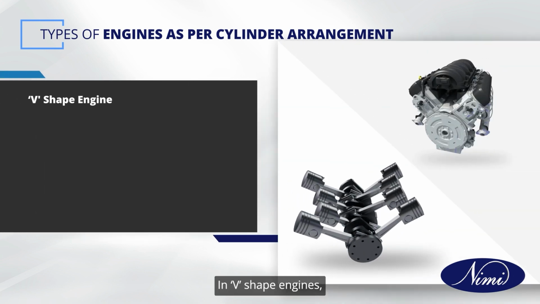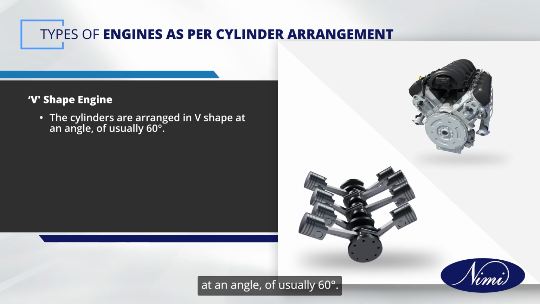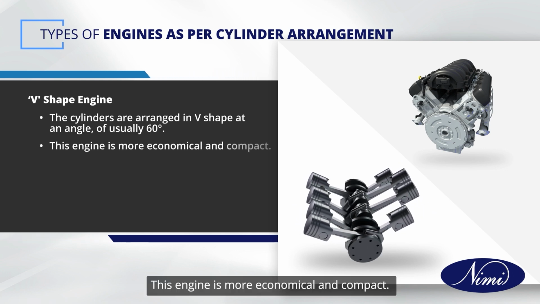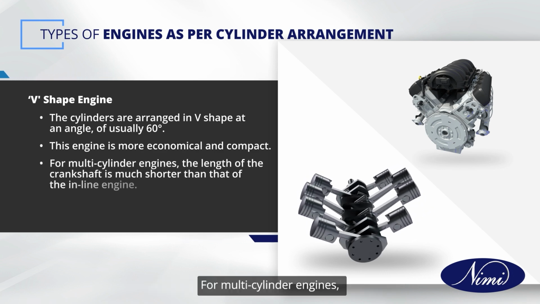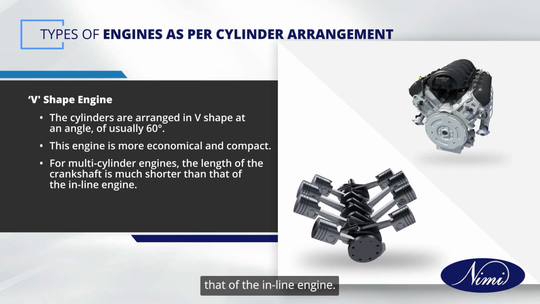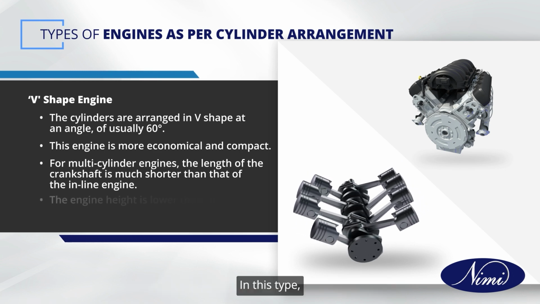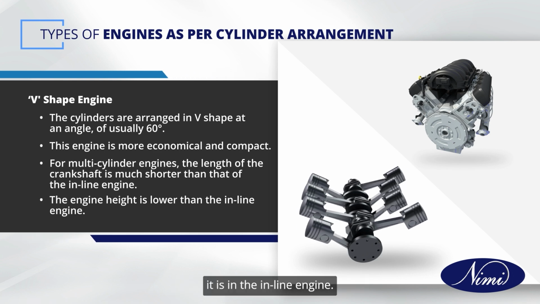In V-shape engines, the cylinders are arranged in a V-shape at an angle of usually 60 degrees. This engine is more economical and compact. For multi-cylinder engines, the length of the crankshaft is much shorter than that of the inline engine. In this type, the engine height is also lower than it is in the inline engine.